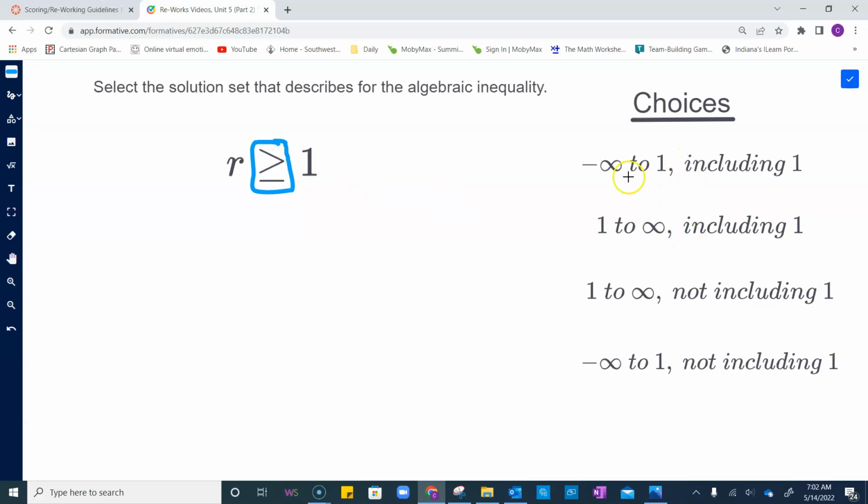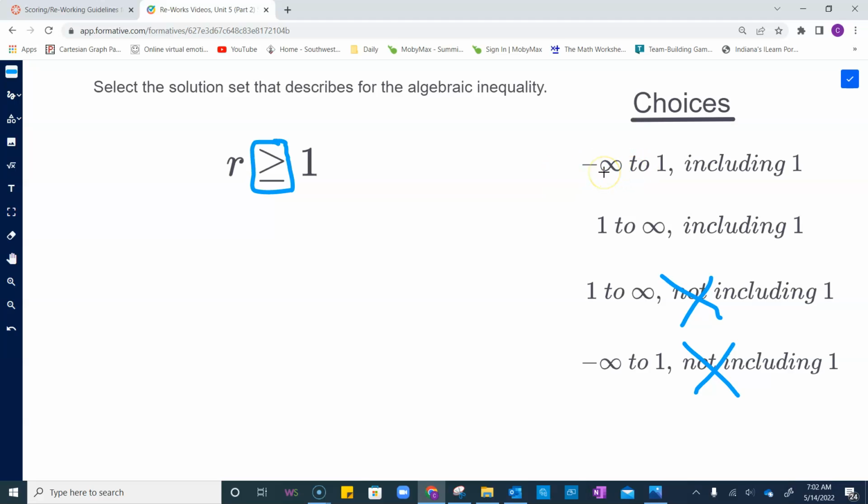So coming over here, this one reads -1 to 1 including 1, 1 to infinity including 1. So these two are options for us. This one says, hey, 1 to infinity not including 1. So we're not going to want to choose that because of the equal sign on our inequality. It says it does include 1. -1 to infinity to 1 not including 1. So that's another one we can eliminate. We're down to these two.